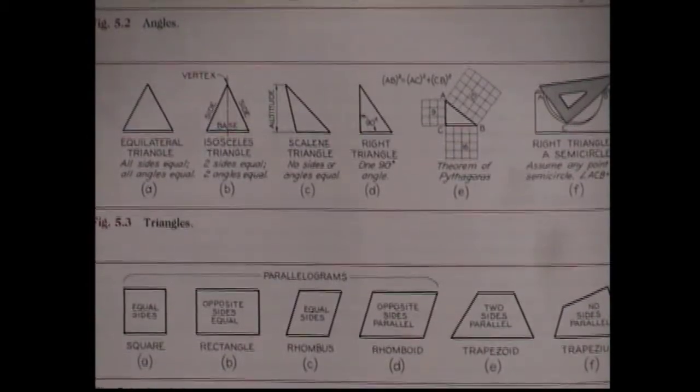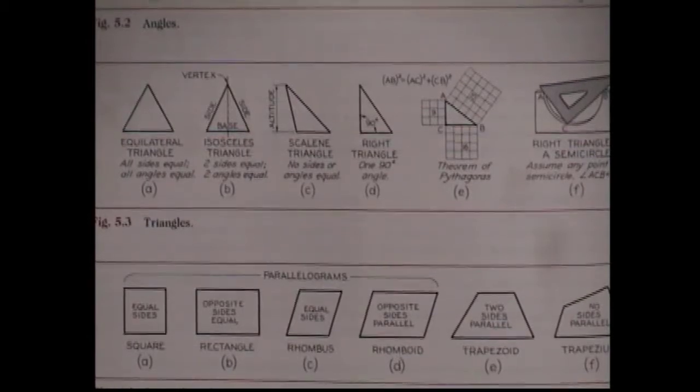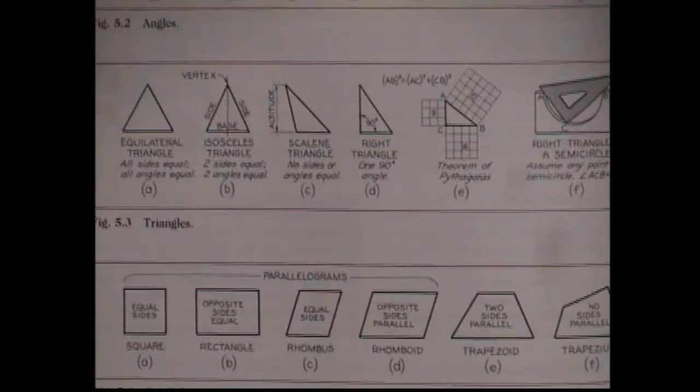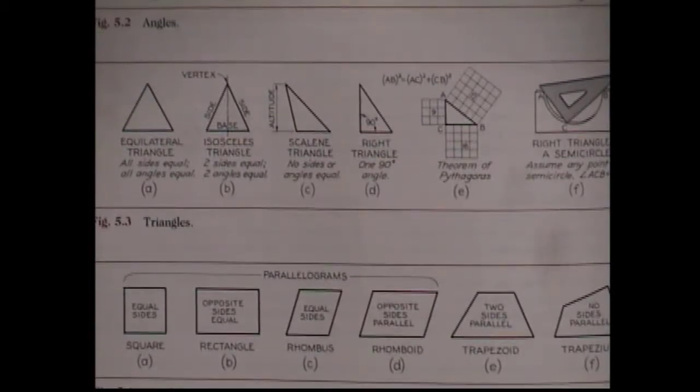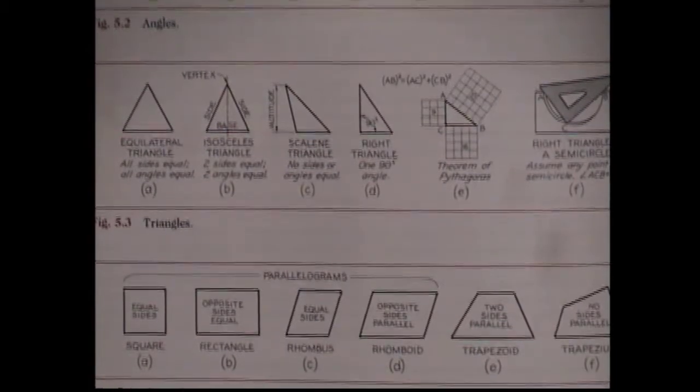So where 2 points come together from an angle, that's a vertex on a 2D object. The same point on a 3D object would be called an apex. Knowing this stuff is going to make you a very, very powerful designer.